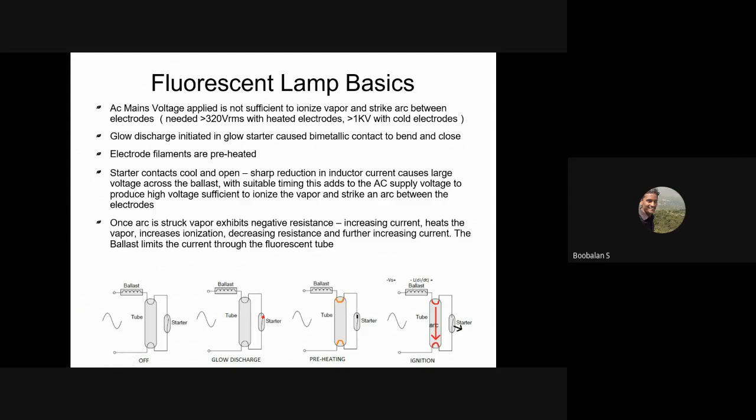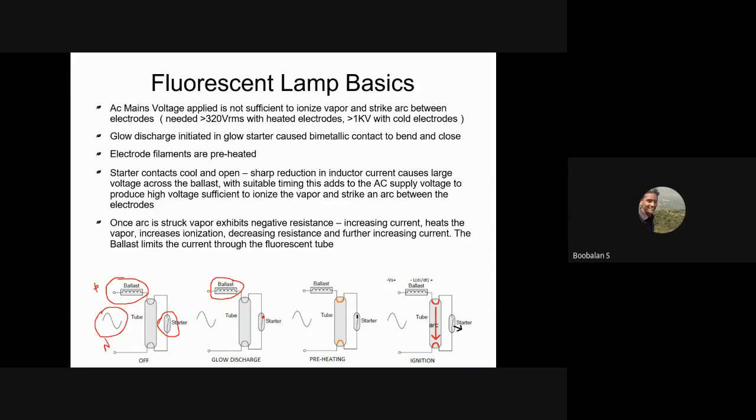Around 2.5 meters in length, we have two types. One is the magnetic ballast type fluorescent tube light, which works with the help of starters. Nowadays we also have electronic ballast instead of the copper ballast. The working principle is already well known: it works on an AC power supply, with phase and neutral given.